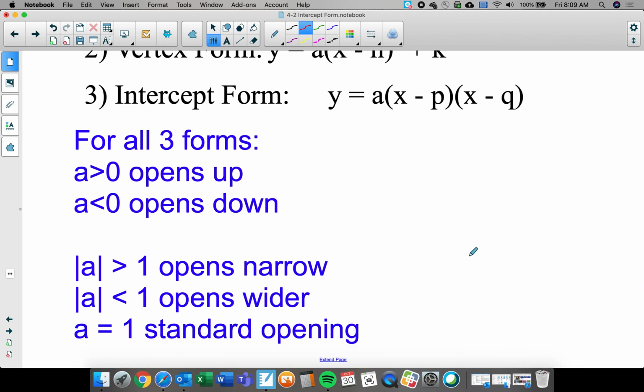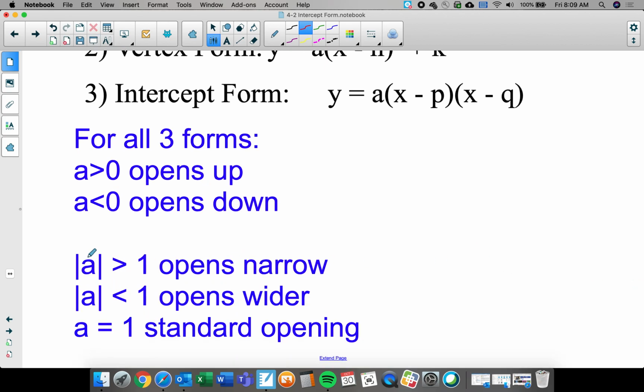And then the other part that it tells you, I put a in absolute value here, meaning I don't really care about the negative versus the positive. I'm looking at the number. If the number of a is greater than 1, that means the parabola is going to be narrower. If a is less than 1, it's going to be wider. So if it's closer to 0, if a is 1/2, you have a wider parabola.